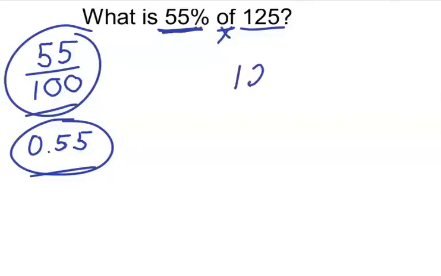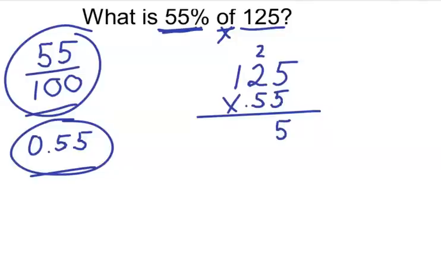But I think I'm going to go with a decimal. So let's do 125 times 0.55. I could put the 0 there too, I just don't want to bother with it this time. 5 times 5 is 25. 5 times 2 is 10, plus 2 more is 12. 5 times 1 is 5, plus 1 more is 6. Then we'll put our little space there. 5 times 5 is still the same thing, so we're just going to move everything over: 625.